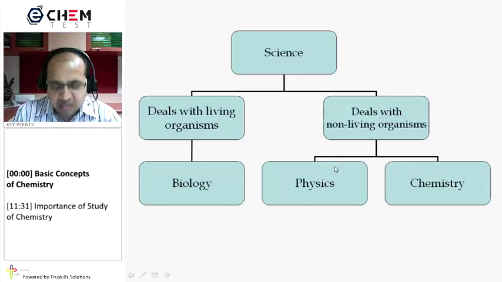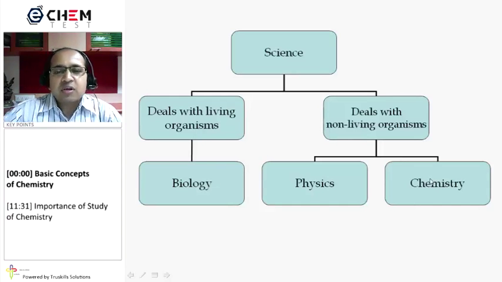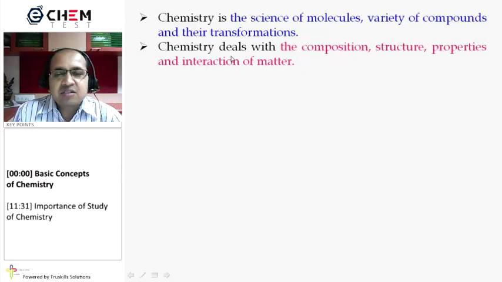That will be part of physics, while science which deals with matter where the composition of the matter in the initial state and in the final state, meaning in the beginning and at the end, are different, will come under the heading of chemistry. So chemistry is the science of molecules, variety of compounds and their transformations. Chemistry deals with the composition of matter, the structure of matter, properties and interaction of matter.